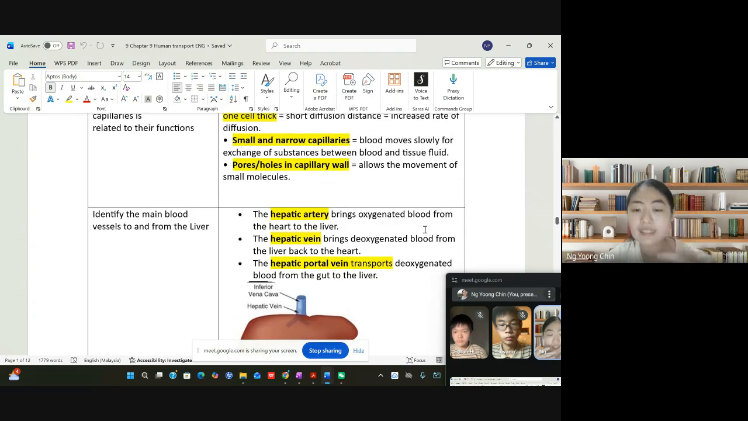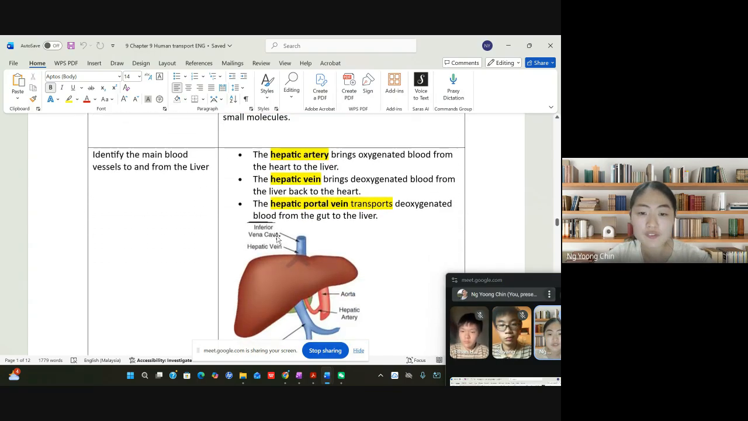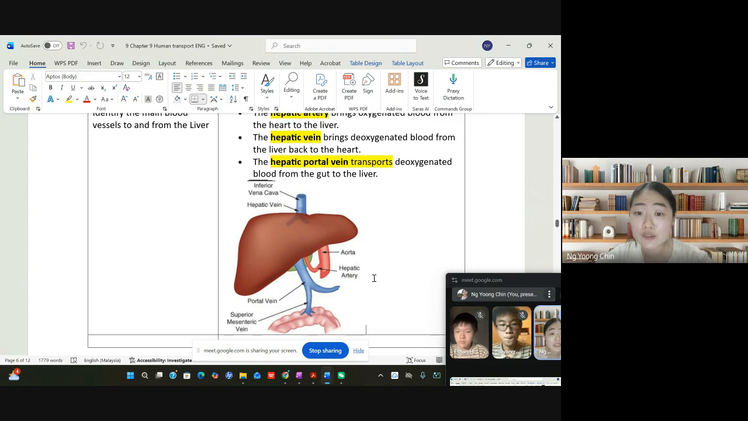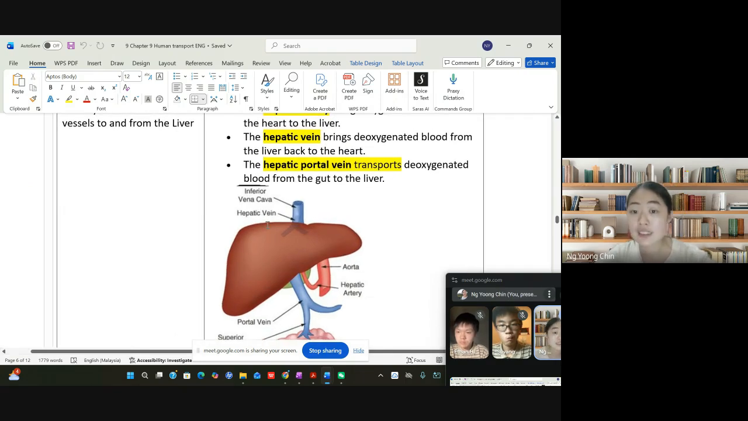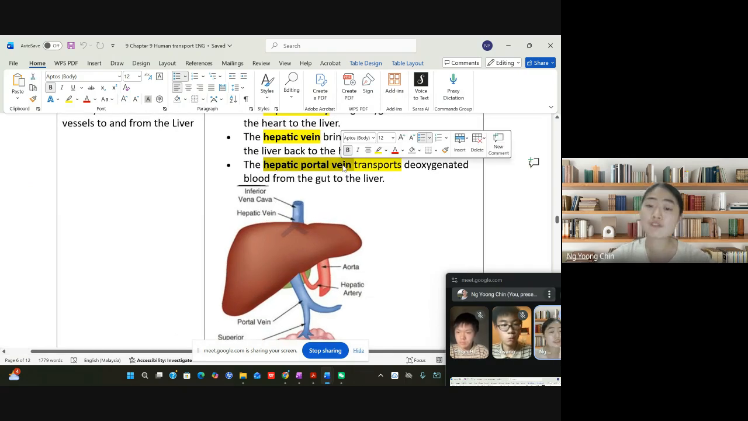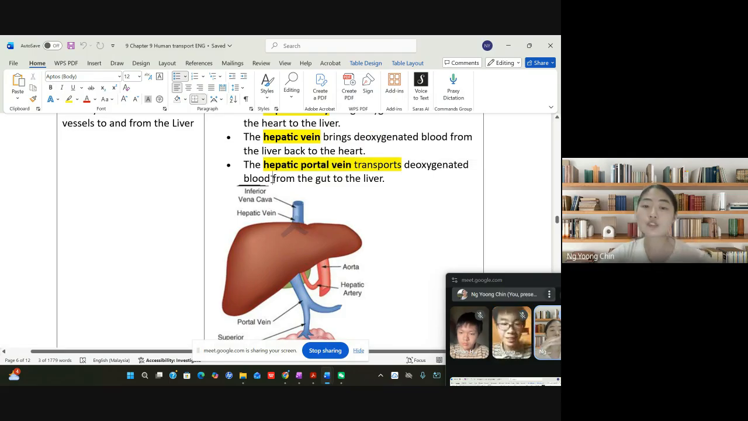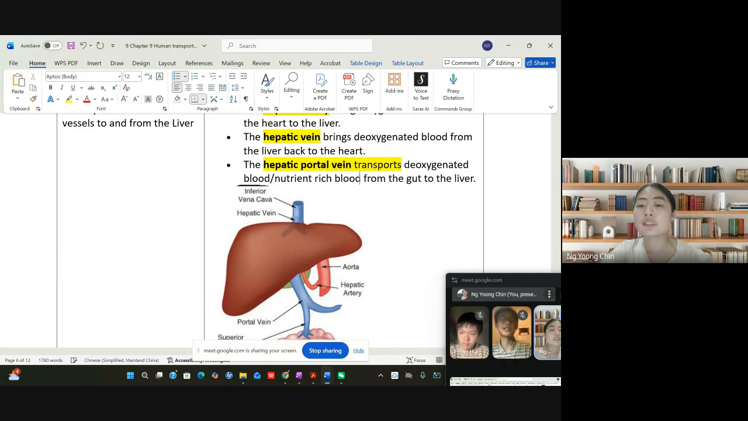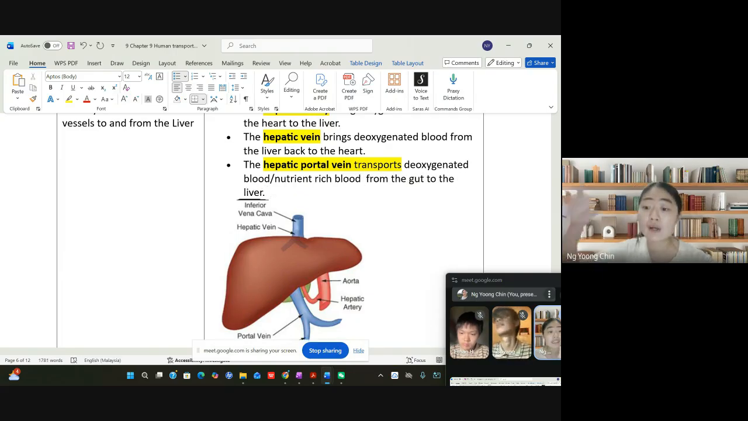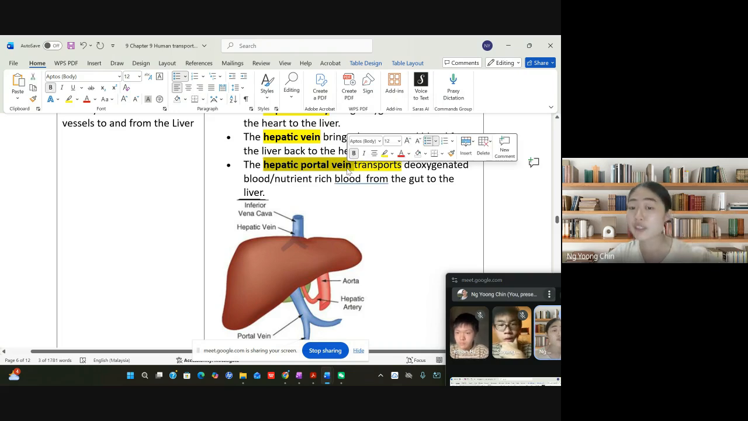Okay, here. For the liver, it's very important you should know about the hepatic portal vein. The hepatic portal vein is a very specialized kind of vessel, because it transports nutrient-rich blood. Even though the blood is high in carbon dioxide, it contains a high level of nutrients, which are glucose and amino acids from the intestines. This question has come up before, I think repeated a few times, for the hepatic portal vein.